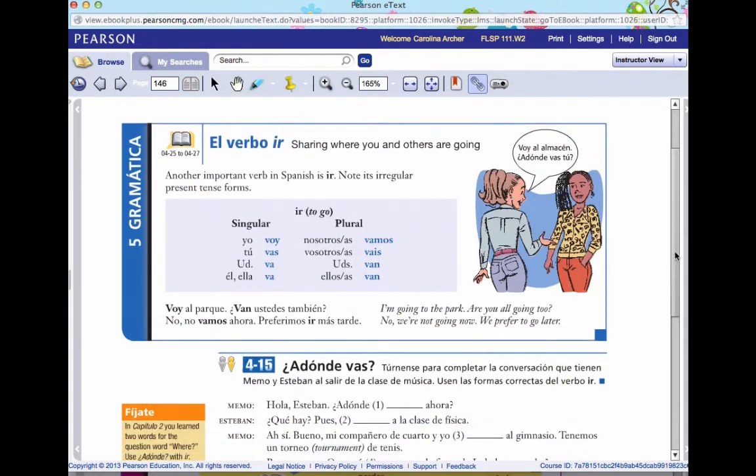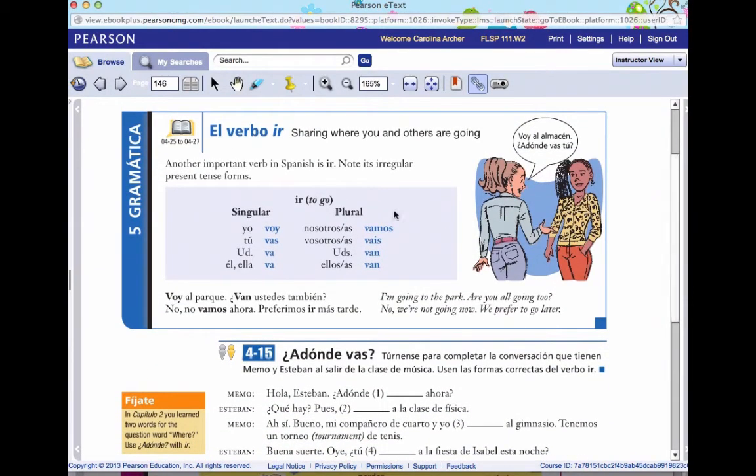But first, let's look at how we conjugate the verb ir. So this verb is used to talk about where you and others are going. Okay, so it means to go. It's a very small word, but very important. So this is how we conjugate it. Yo voy. So it changes completely. Okay, yo voy, tú vas, usted, él, ella va, nosotros, nosotras vamos, vosotros, vosotras vais, ustedes, ellos, ellas van.